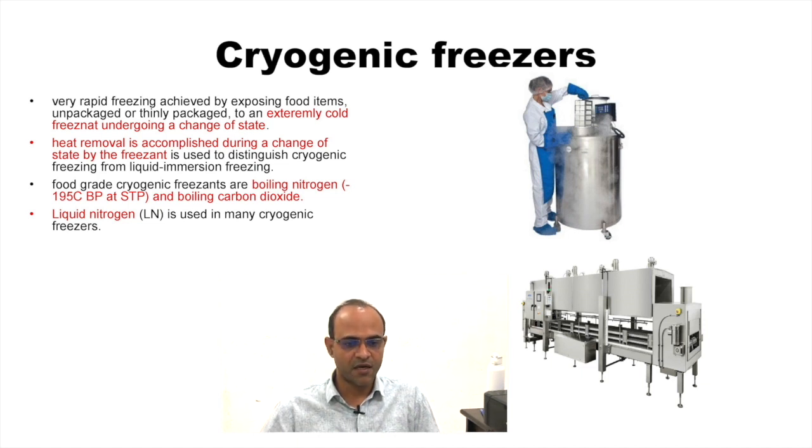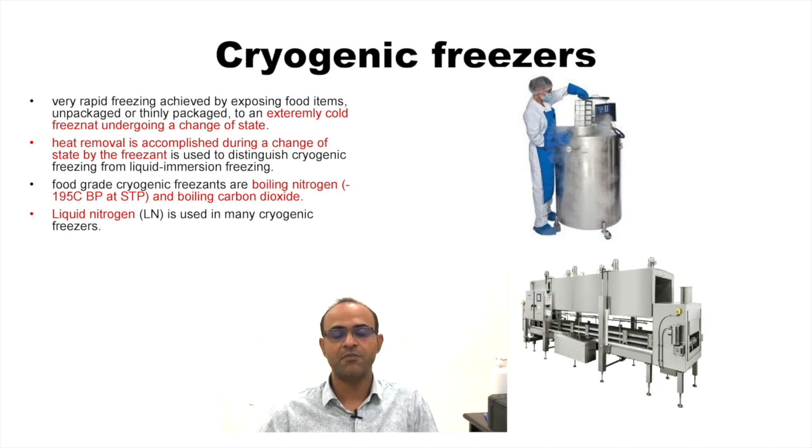Nowadays the continuous type of cryogenic freezers are also available in the market, wherein the liquid nitrogen is continuously sprinkled from the top onto a conveyor line, and this is a very rapid category of freezing. So these are the freezing methods which have posed a solution to various problems encountered in the slow freezing process.